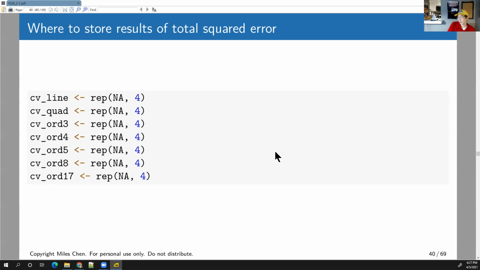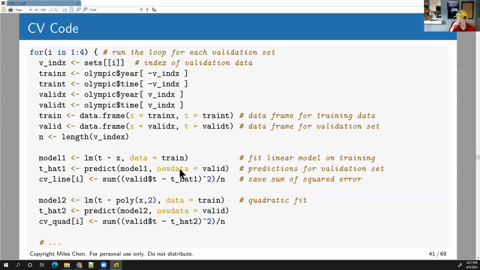Next slide is a bunch of code. Here is where we're going to store the results for the cross-validation scores. Because I have 4 sets, I'm going to fit each of these models 4 times, and I'm going to store the squared error values into each of these. So we have linear, quadratic, order 3, 4, 5, 8, and 17 as placeholders to store all of the different models here.